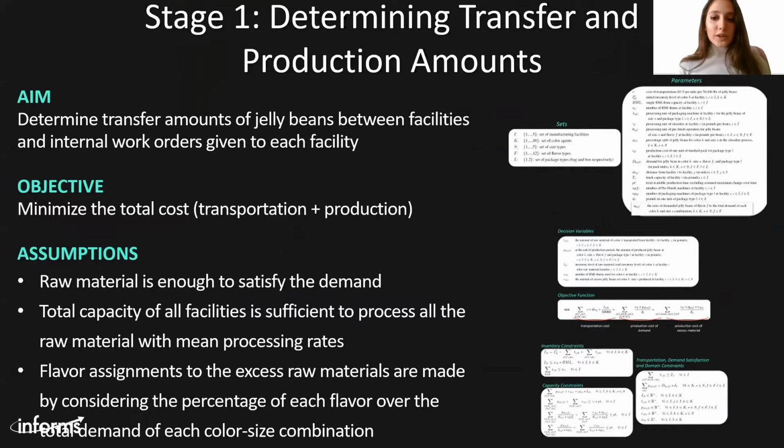So we conclude that total capacity of all facilities is sufficient to process all the raw material with the mean processing rates. The flavor assignments to the excess raw materials are made by considering the percentage of each flavor over the total demand of each color size combination, because we want to have a meaningful stock of jelly beans by considering the possibility to sell them in the future.